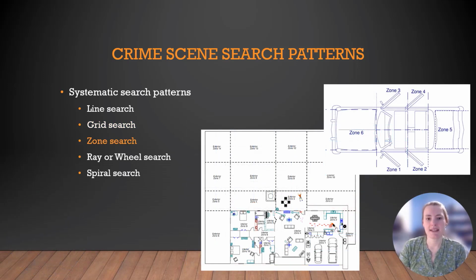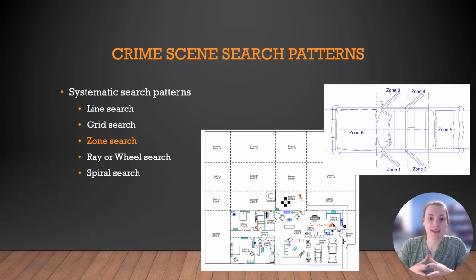Now, the next type that's discussed in your textbook is the zone search pattern, which is really similar to the grid search. In a zone search, the search area is split into several zones, and one investigator is assigned to each zone. Zones are typically square, but they don't have to be, and that makes them distinct from the grid. So zones could be odd-shaped depending on the scene conditions. For example, your textbook talks about how when faced with a full house to process, crime scene investigators may split each room into its own zone. So one investigator gets the bedroom, one gets the living room, so on and so forth.